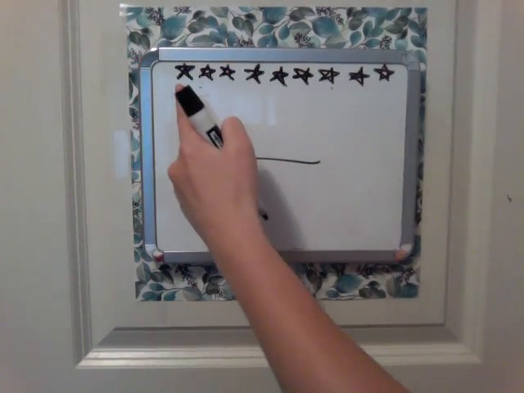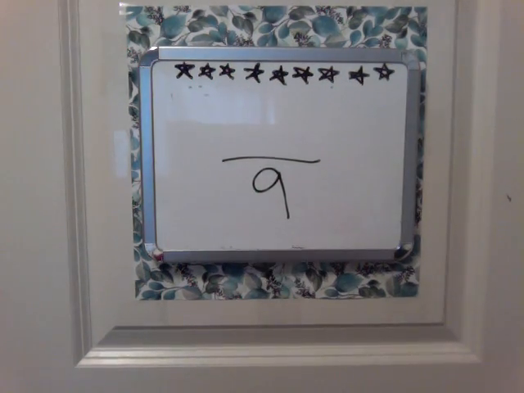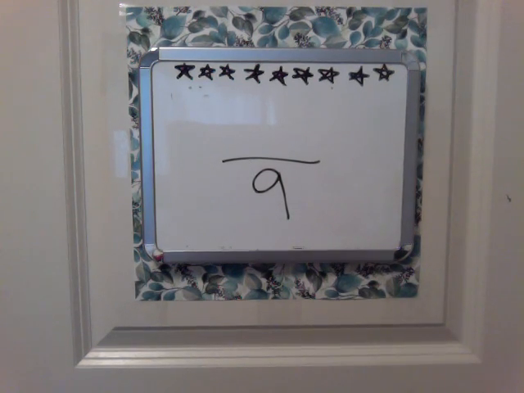So let's count up our final stars. Draw your fraction bar. 1, 2, 3, 4, 5, 6, 7, 8, 9 total stars becomes your denominator. You put how many you earned as your numerator.